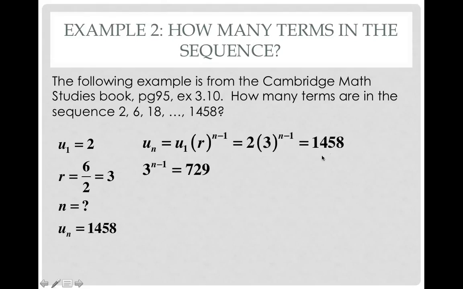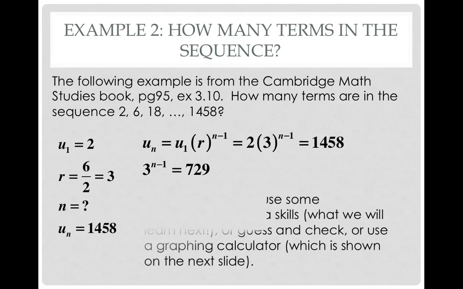We need to take this equation right here and solve it. I would divide both sides by 2, and then we get something like this. And then we're probably stuck. Now, if you know anything about logarithms, you can find the answer in 2 steps from here easily. If you're not ready for logarithms yet, then what we can do is guess and check.